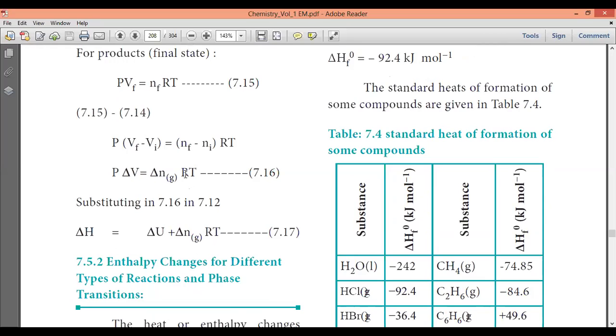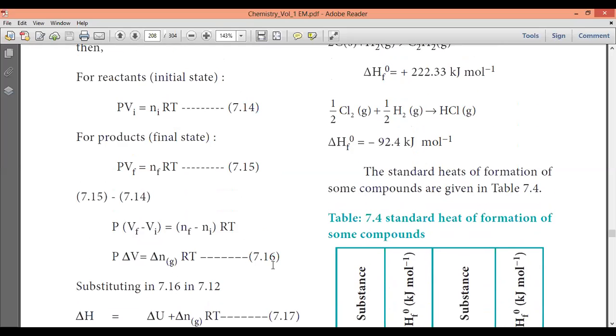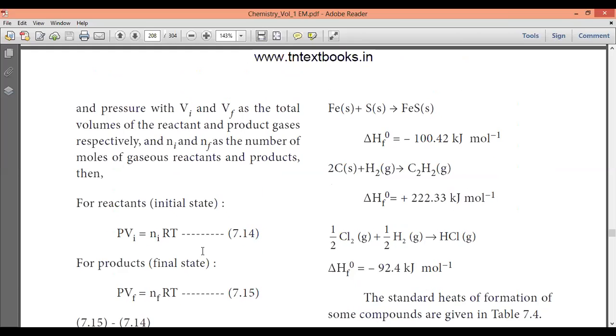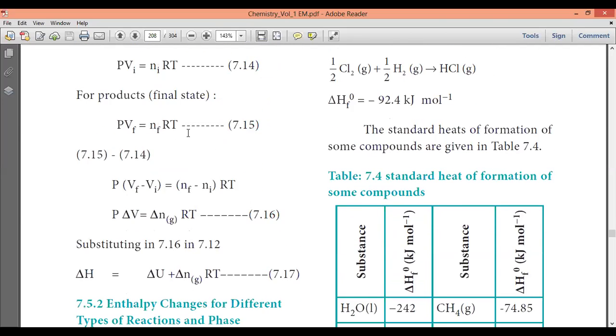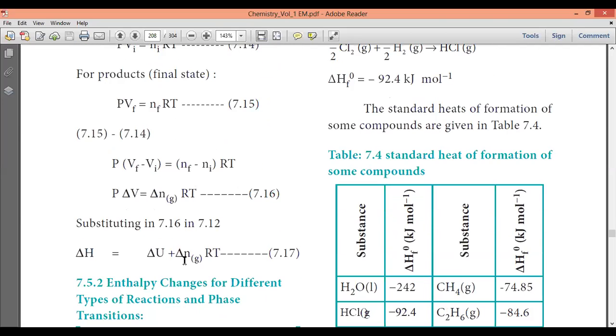So delta H will be equal to, finally, we are going to substitute this equation 7.16 here in equation 7.12. When we substitute, we get delta U plus delta ng RT, where we substituted for P delta V. Here delta ng refers to the change in the number of moles involved in the gaseous form.